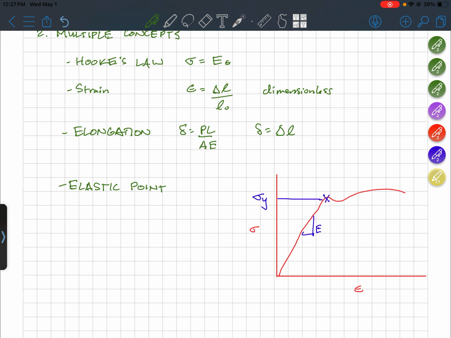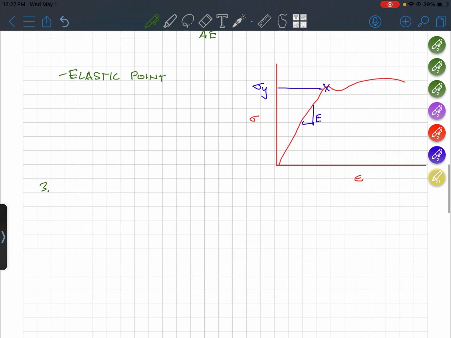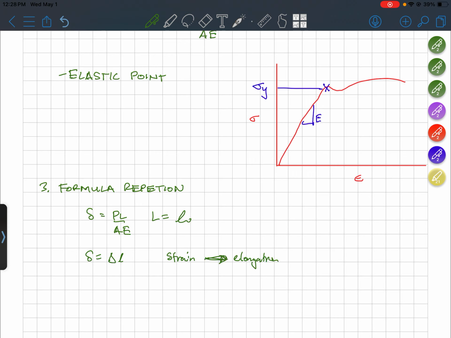So now, there's a couple more things we need to know. There's no way to solve this problem quickly if you are not familiar with the formulas involved. Let's take an example. In our axial elongation formula, PL over AE, you had to know that L is equal to original length. If you didn't know that, it's not shown in the reference manual. Second, we just talked about this, but change in length is equal to elongation. This allows you to equate your strain formula to your elongation formula. That's a terrible arrow. I'm going to rewrite that one. Okay, that's better.